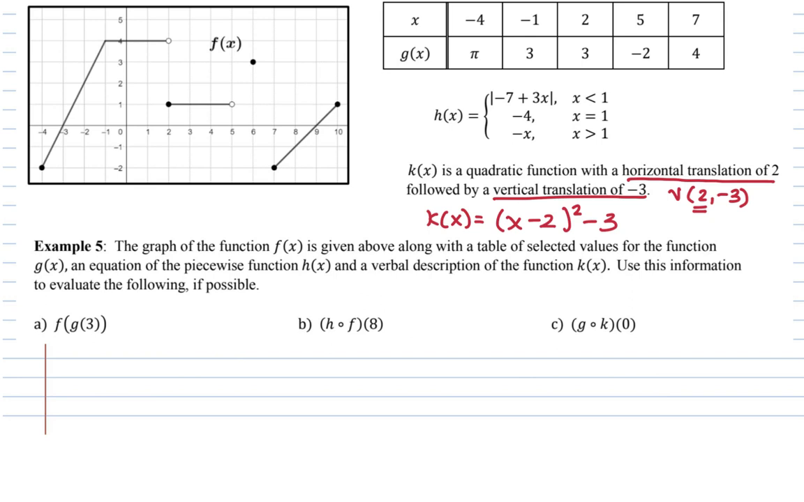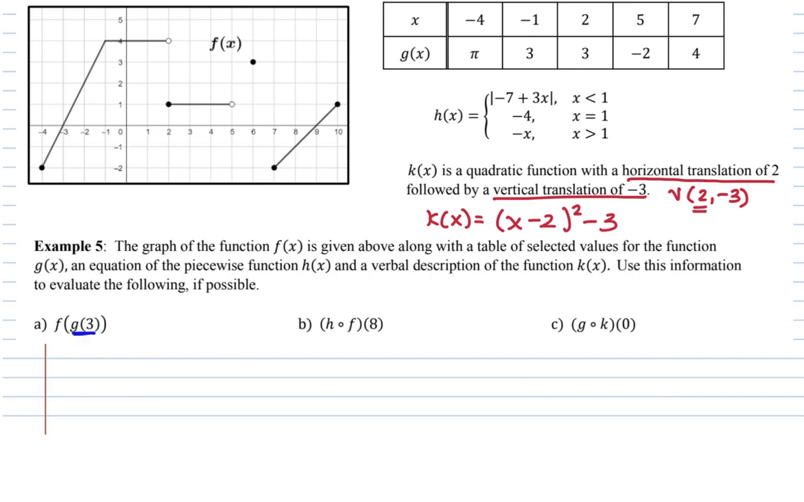Okay, so for this one, I'm going to do A, and then you get to do the rest. Well, I'll probably do A and C, maybe. Let's see what happens. Okay, so for A, honestly, you do the same thing.